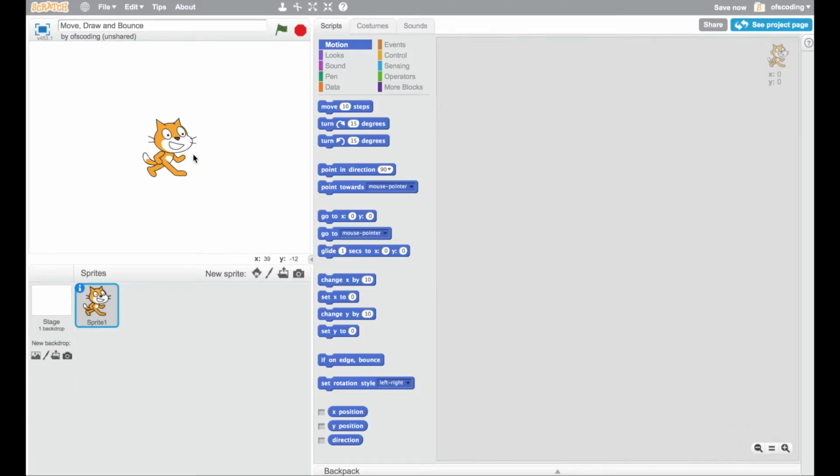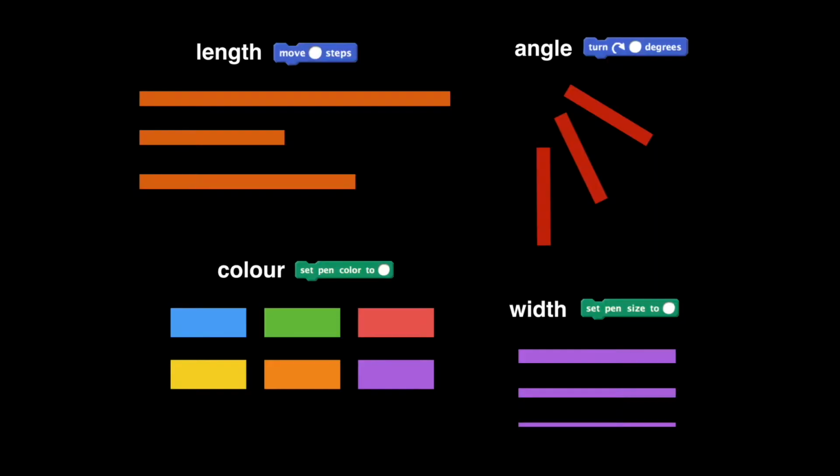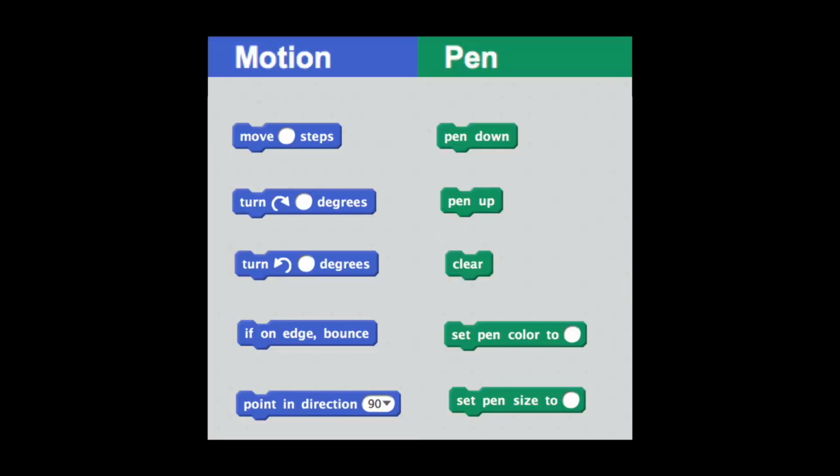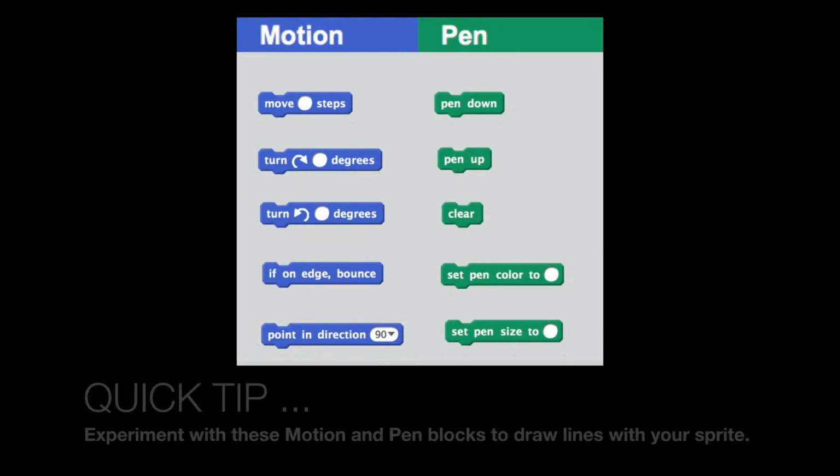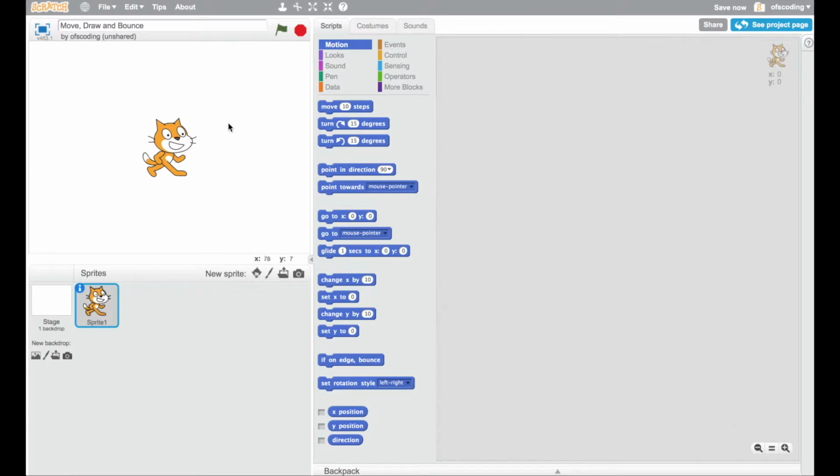To start with, I recommend that you play around with some blocks of code to draw different length lines, different color lines, lines of different thicknesses, and lines of different angles. So I'm going to play around with a couple of those right now.